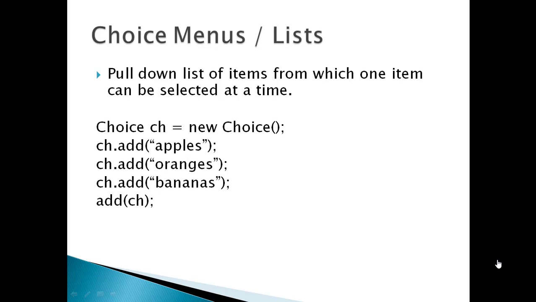And how to create this choice control? Choice class, capital C: Choice ch = new Choice(); and to add the items to this choice we use the add method: ch.add("apples"), ch.add("oranges"), ch.add("bananas"). These three items we added to the choice. After this, add the choice control to the window by using the add method, add(ch). Like this we can create the choice control in a window.